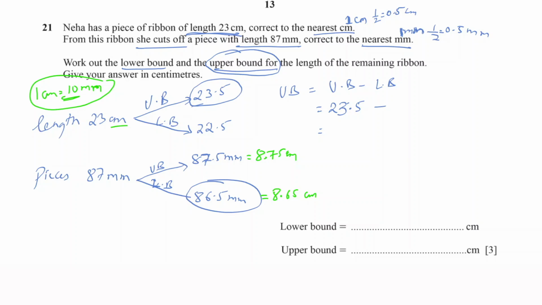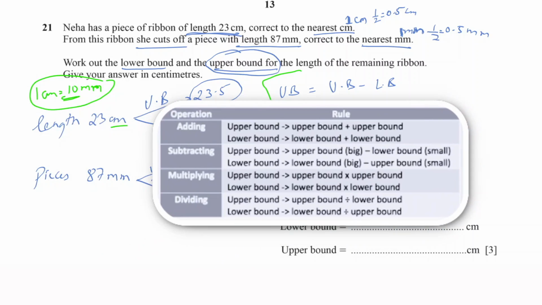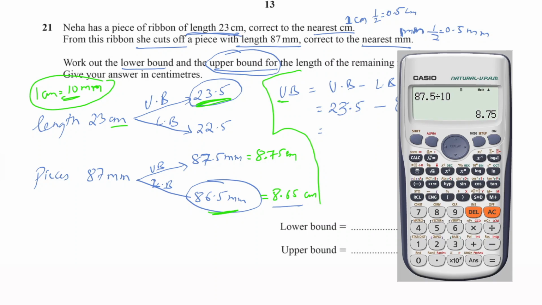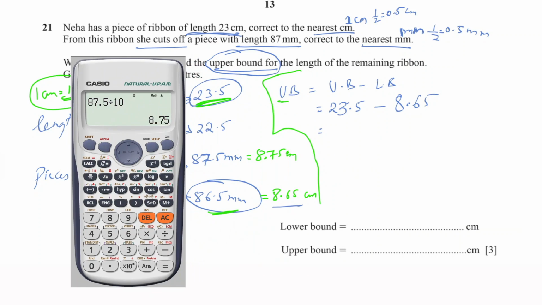Okay, so come back to this one, let's do this one. So we are calculating the upper bound, and let me show you again the same thing. If I want to calculate the upper bound, we need to subtract the lower bound, right? So the upper bound is 23.5, and the lower bound was 8.65. Instead of 86, I should have written 8.65, right? So 8.65. Let's subtract that using a calculator. So 23.5 minus 8.65 gives you 14.85. That is the upper bound.